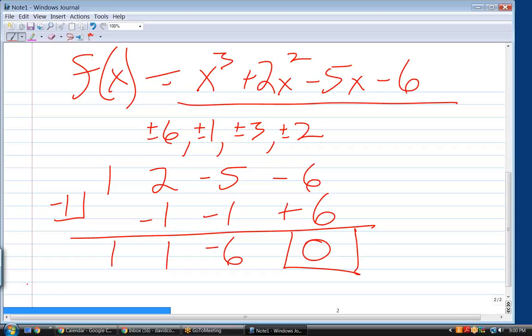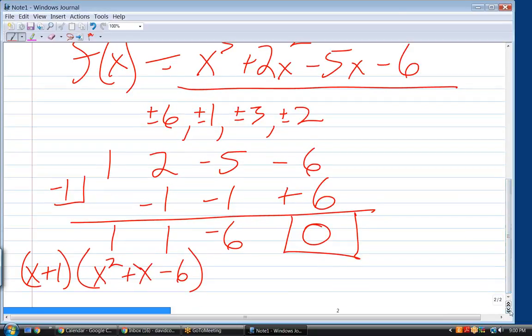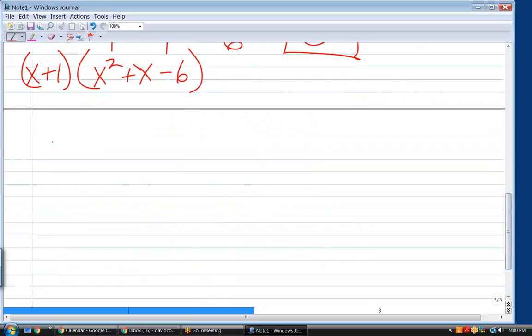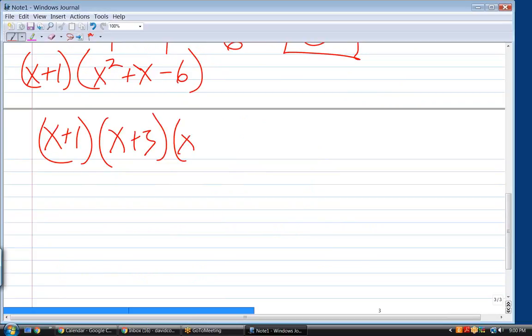Okay, so that means x plus 1 is the linear factor, and the rest of the factor is x squared plus x minus 6. And I can factor that without the quadratic formula. That becomes x plus 1 times x plus 3 times x minus 2. So your three zeros are minus 1, minus 3, and 2.